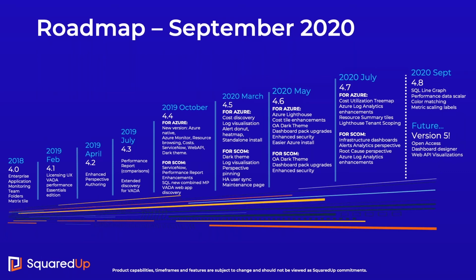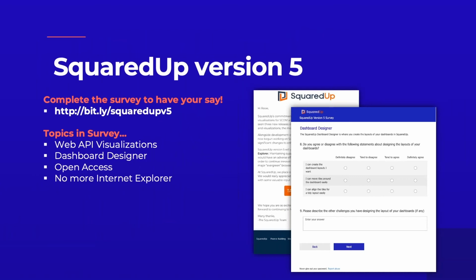So version 5 is coming up in the future. We did send out a survey about a month, 6 weeks ago. And this survey was really to get a feel for how people were finding some of our core functionality. So what are people doing with Web API visualizations, or what would they like to do? How are they finding the dashboard designer when it comes to laying out dashboards in particular formats? And one of the most used features we've got is open access, and generally how is that performing for everyone? We also used this opportunity to announce the end of support for Internet Explorer, and we'll talk a little bit more about that in a second.